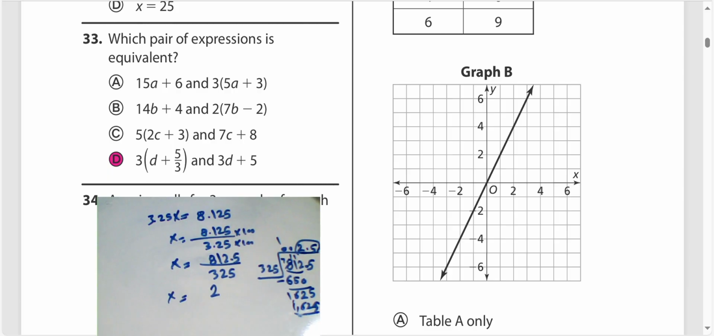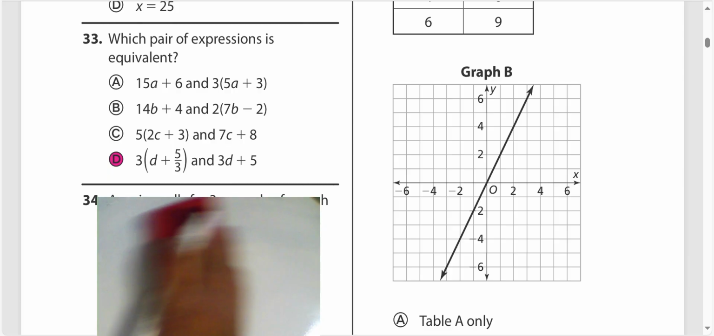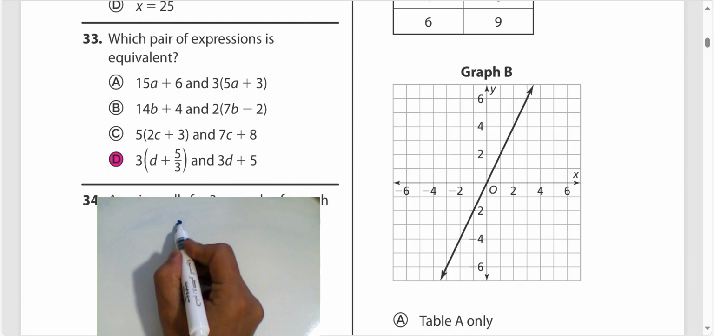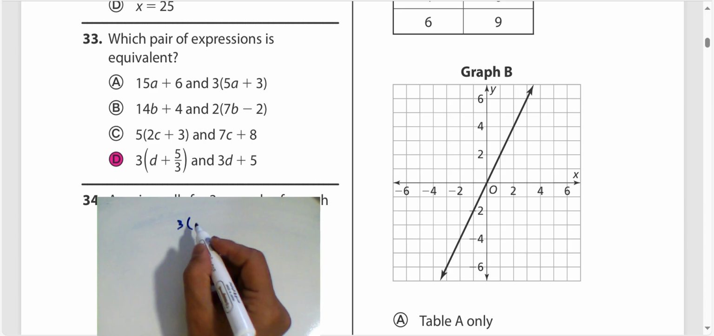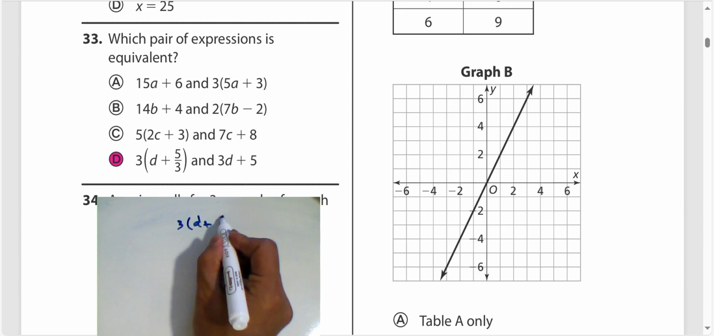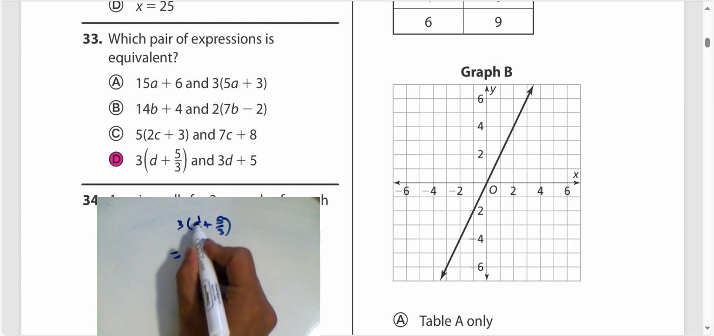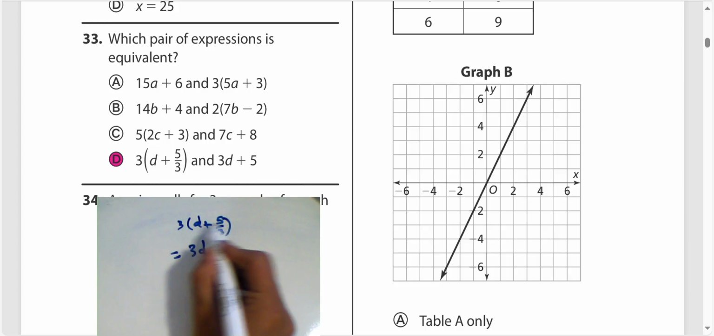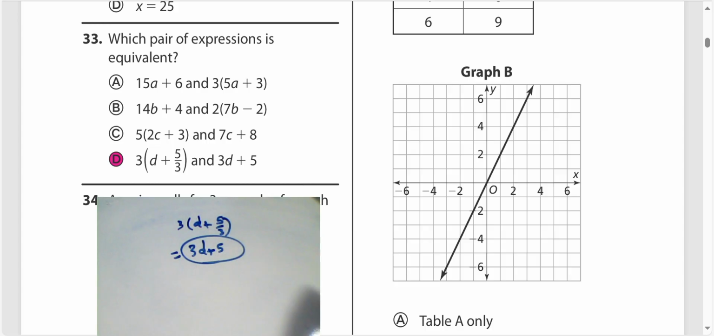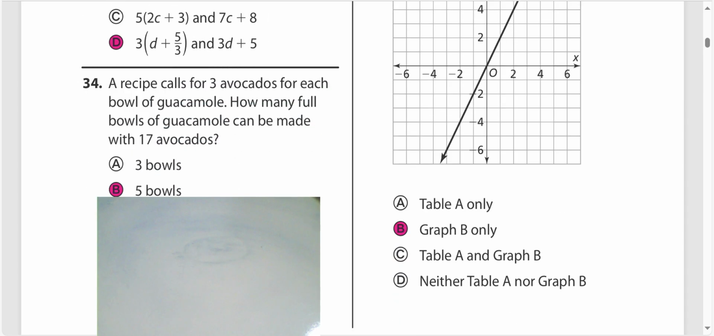Question number 33. Which of these isn't equivalent? Letter D, because if you use the distributive property here, we can find the result. 3 times d plus 5 over 3. 3 times d equals 3d, and 3 times 5 over 3 will be 5. And the result will be 3d plus 5. Next question.